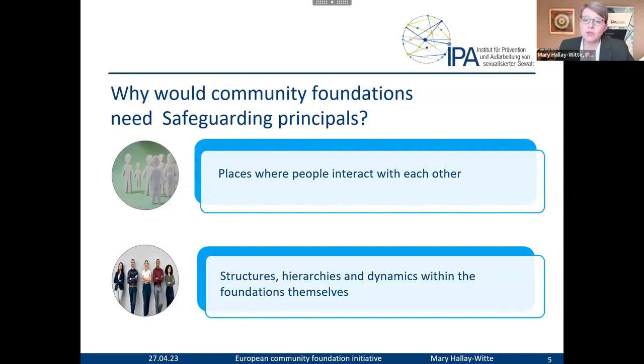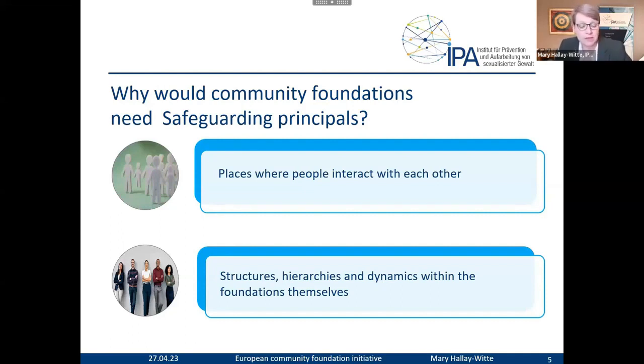Furthermore, it is about structures, hierarchies, and dynamics within the foundation itself, where staff and supporters are protected by measures. We know places where children meet adults, but also places where adults meet or where people work can be potential sites of violence and personal harm. These are often places we might never think of at first glance. Churches, sports clubs, schools, social projects and initiatives, possibly also those of your community foundations.